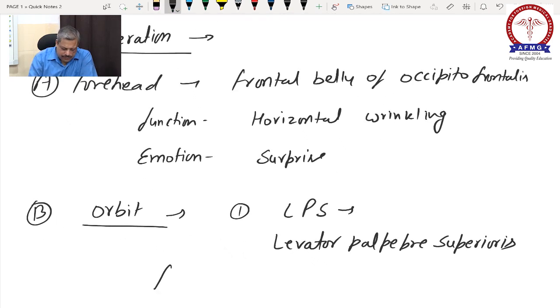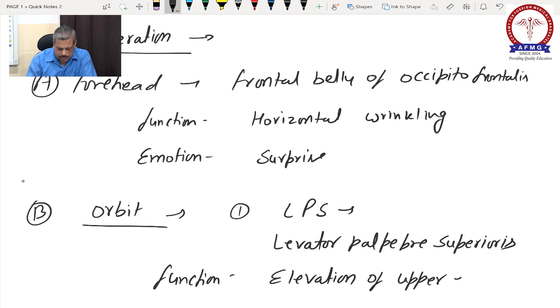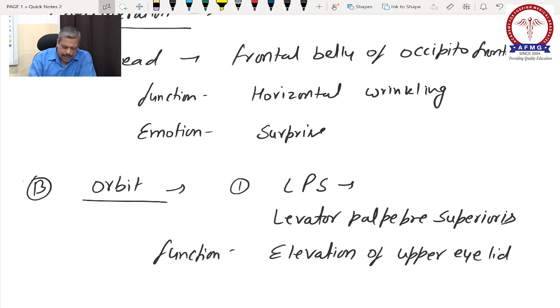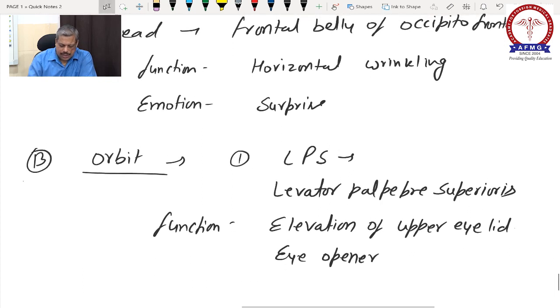What is the function of the LPS muscle? It causes elevation of the upper eyelid, or opening of the eye. So this muscle is known as the eye opener muscle. Clear?